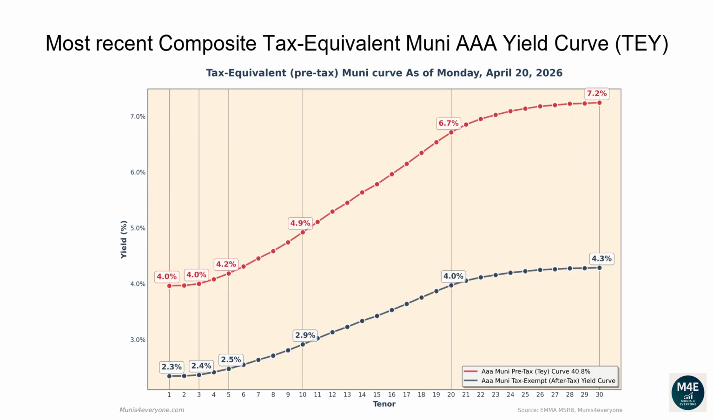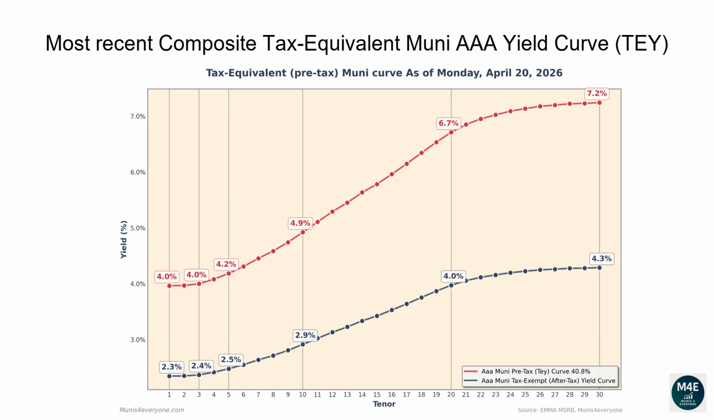Let's now go over the most recent composite tax-equivalent Muni AAA yield curve. The following graph shows, in red the tax-exempt after-tax Muni yield curve, versus in blue its tax-equivalent pre-tax version assuming a 40.8% top tax bracket, as of April 20, 2026. Why would you care to see the tax-equivalent version of the Muni yield curve? More on this later. Let's first go over the pre-tax, aka tax-equivalent yield curve.